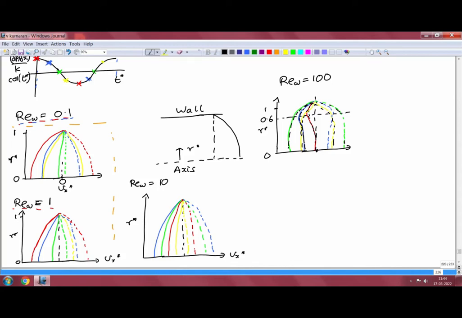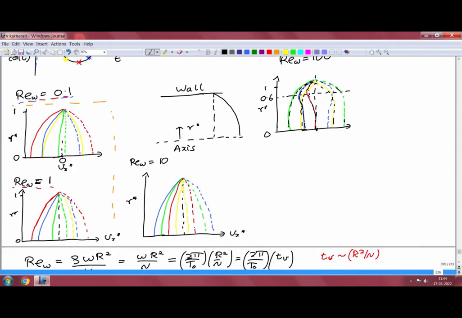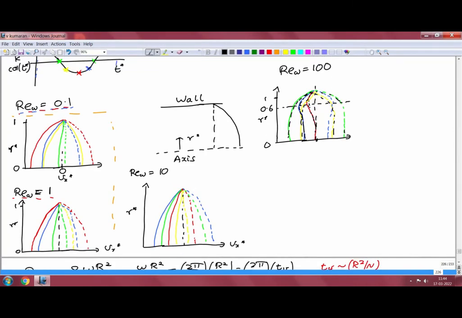Physical picture is that since the time for momentum diffusion is long compared to the time period of the oscillation, therefore, momentum diffuses only to within a thin region close to the surface, as we had seen in this numerical result. It diffuses only to a thin region close to the surface. Everywhere else there is no momentum diffusion. Therefore, the velocity is a constant everywhere else.